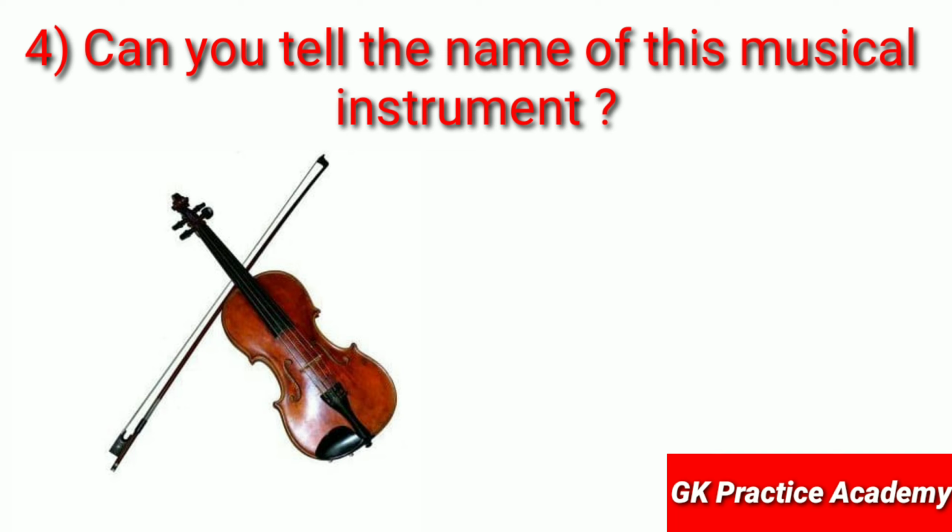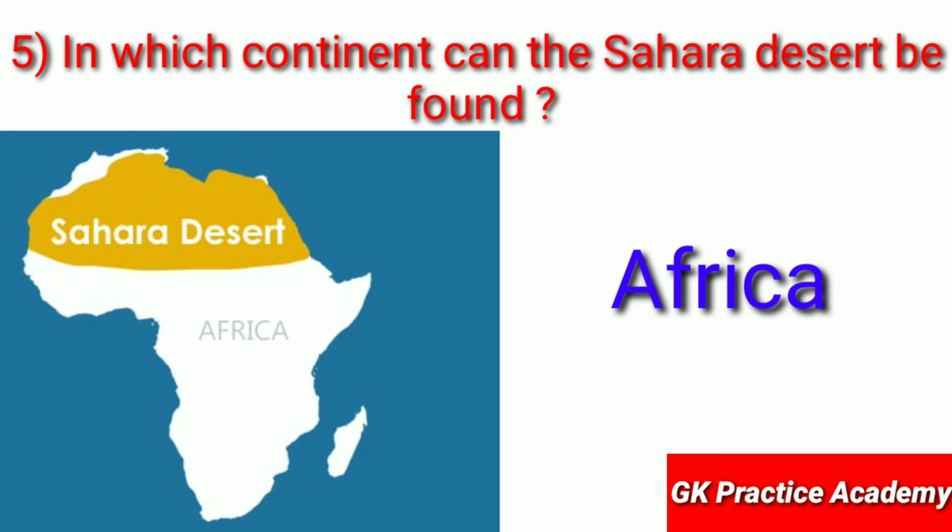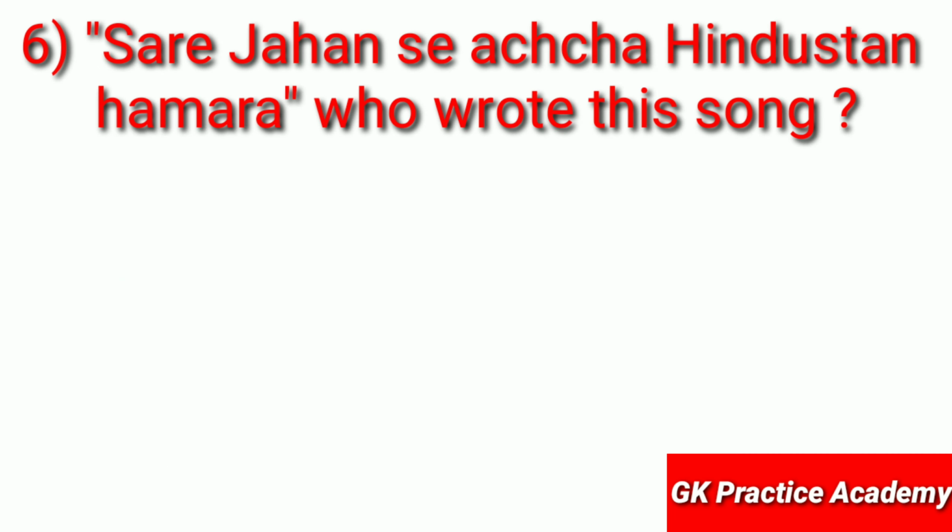Can you tell the name of this musical instrument? This instrument is the violin. Next question, in which continent can the Sahara Desert be found? The answer is Africa, northern part of Africa.